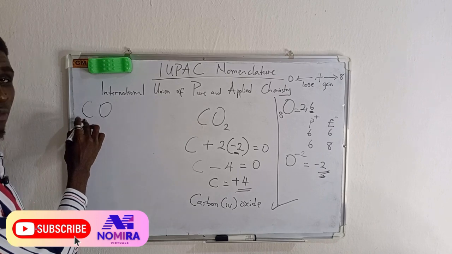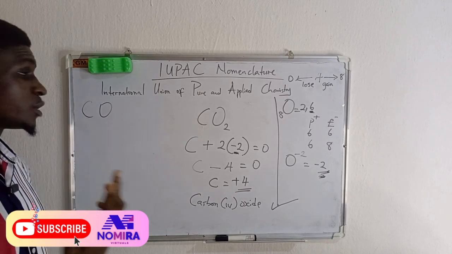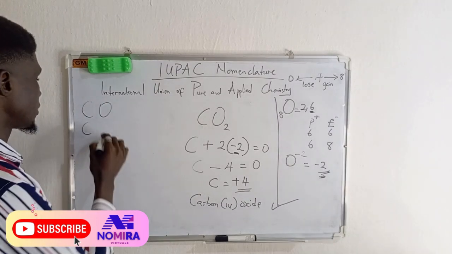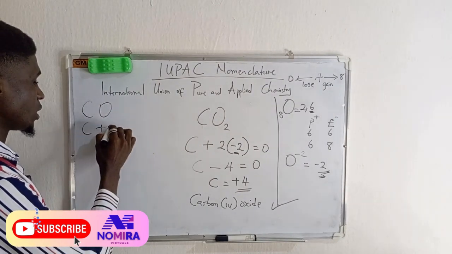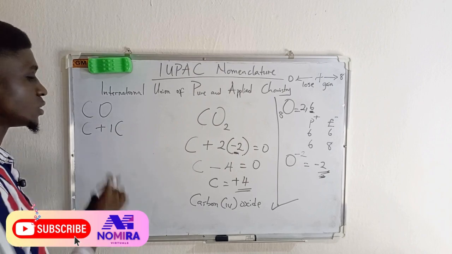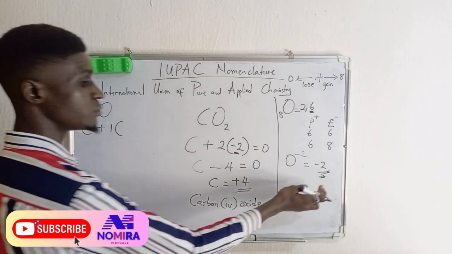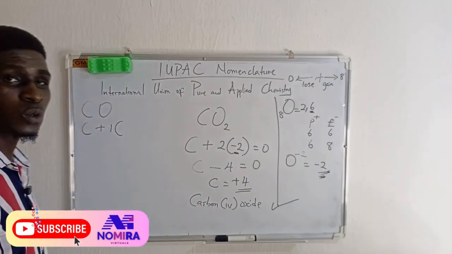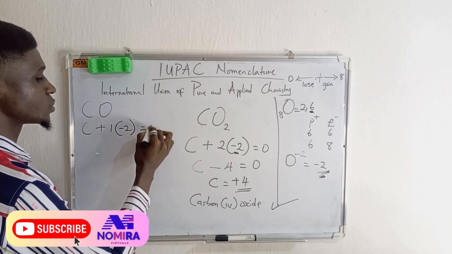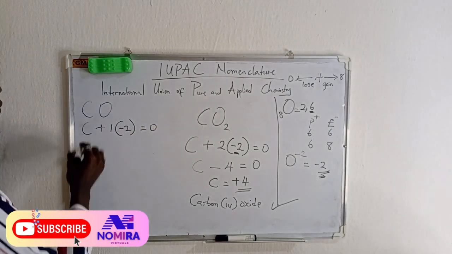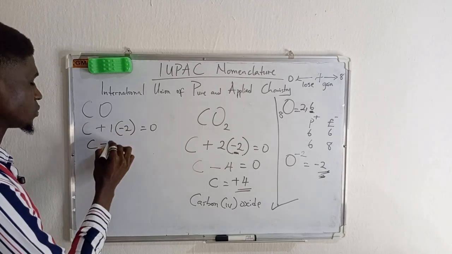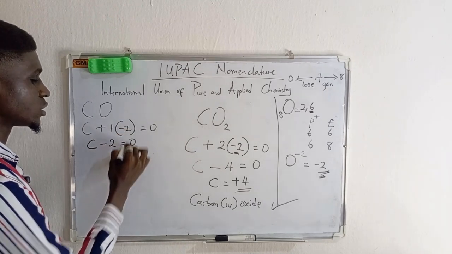Carbon is the first element in this binomial compound, so it will become the unknown, plus there is 1 of oxygen here. We will multiply it with the oxidation number of oxygen. We have determined the oxidation number of oxygen to be what? -2. So we have -2, then equal to what? 0. So we have C plus times minus is minus. 1 times 2 is what? 2, equal to what? 0.